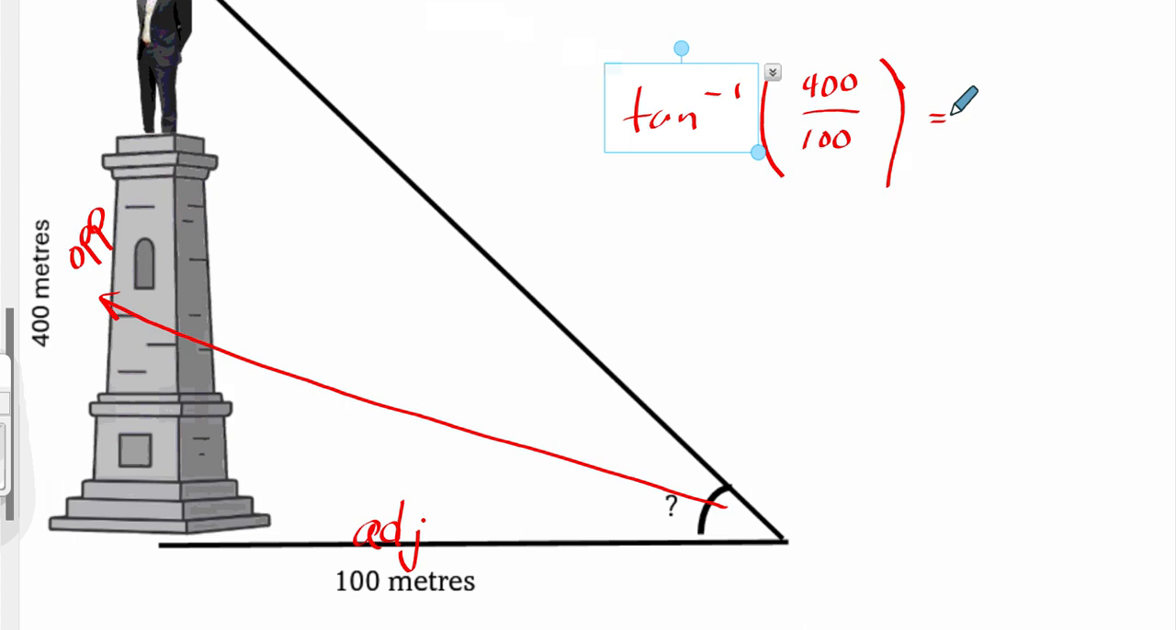So to do the tan to the -1 inverse tangent, you probably have to do a shift or a second function. So you'll do second and then the tangent button, and then put this in. You might need brackets, and hopefully it's going to give you an angle measurement out.